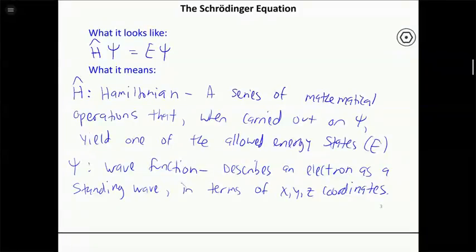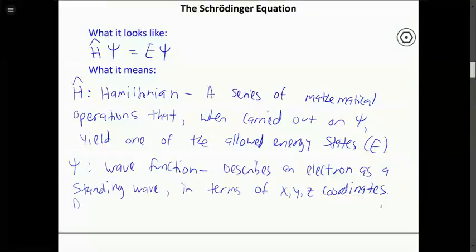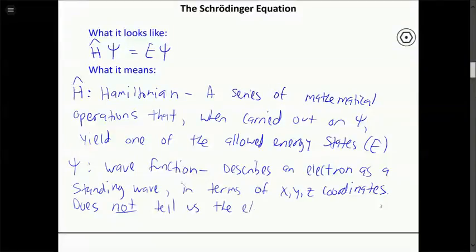Now the important point about a wave function, and the point that we really need to start to understand as we derive this more complicated model, is that this does not tell us the exact position of the electron. We want to get away from the idea that we have these regularly defined orbits where we know exactly where the electron is around the nucleus. That's simply not the case in reality. So this wave function does not tell us the exact position of the electron.